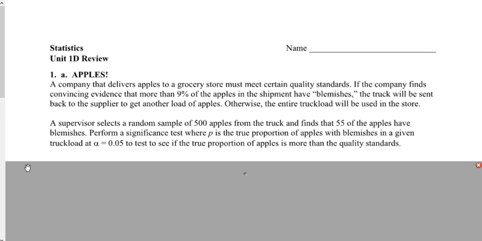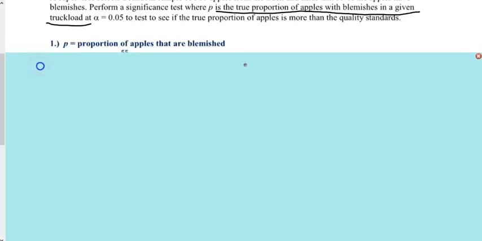We're going to do a significance test where p is the true proportion of apples with blemishes in a given truckload. So that's done for you. Alpha is 0.05 to test quality standards. Okay, so step 1. Right there. Again, it was given.